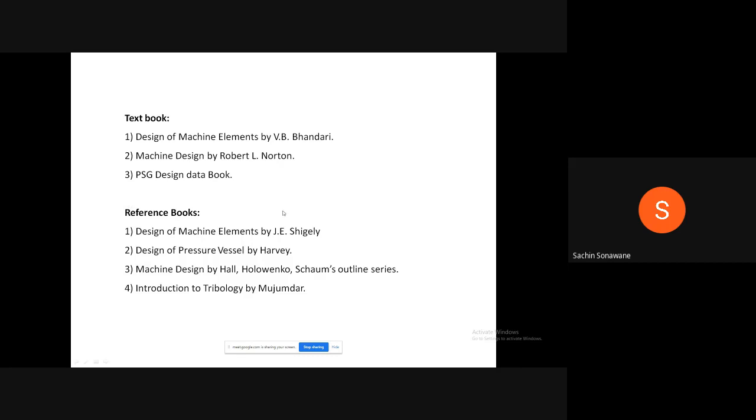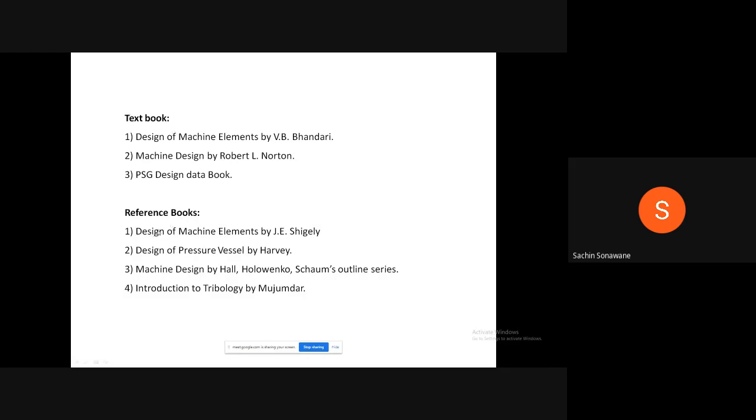Now, textbooks. What are the textbooks and reference books required for this subject? First is Design of Machine Elements by V.P. Bhandari. Second is Machine Design by Robert L. Norton. Third is PSG Design Data Book. These are the textbooks. Now reference books.